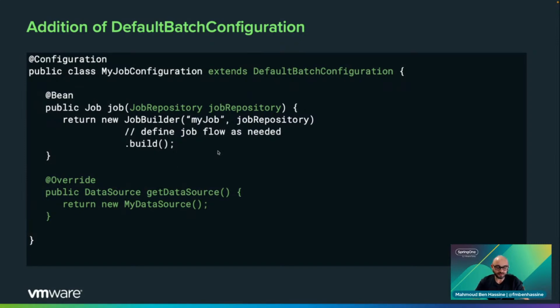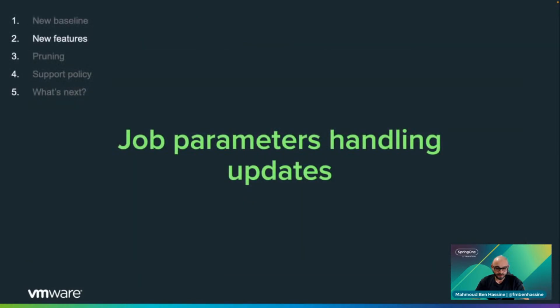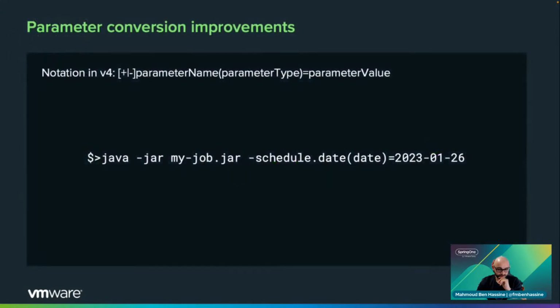I think this is the batch configuration updates. So the next feature is about job parameters handling. This is another impacting change in Spring Batch 5. This is actually the way we convert parameters from the command line and the way we serialize them in the database and so on. And I will show what we have changed in this release.